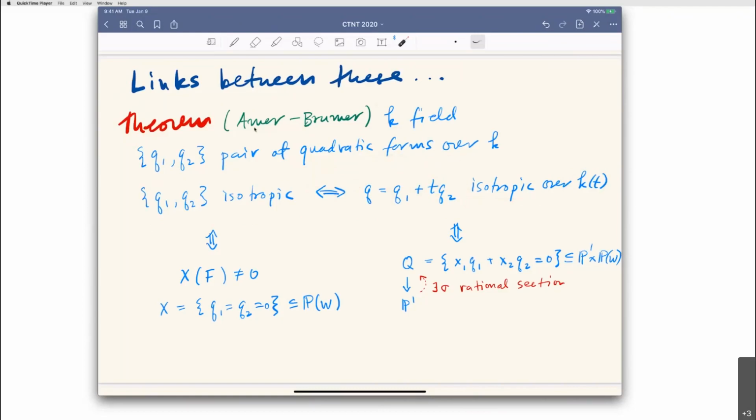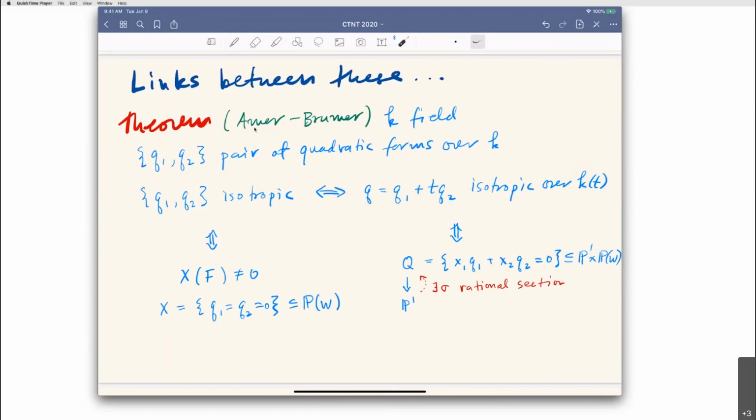The hard part is imagining that just the existence of an isotropic vector for this quadratic form, where this vector may not only consist of elements of the field, it may not be a constant vector, it may have t's in it and rational functions in it, but the existence of such a vector apparently implies the existence of a common solution to the pair.